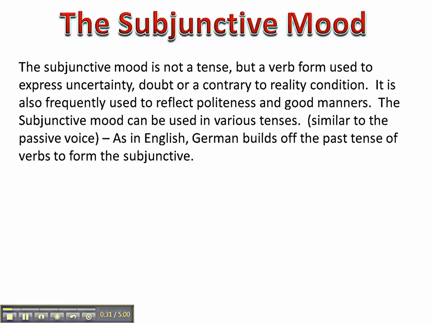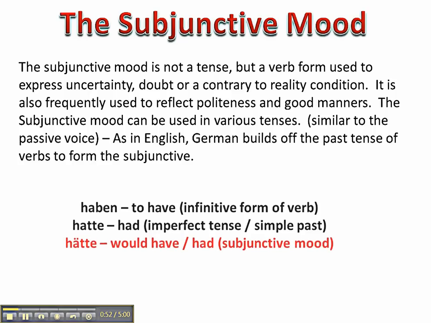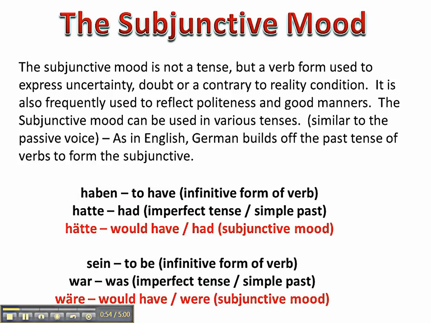For example, when you say ich hätte gern, which means I would like, you could also say ich möchte, I would like. The subjunctive mood can be used in various tenses. In this way, it's similar to the passive voice. And if you want to learn more of the passive, you should check out those videos. As in English, German builds off the past tense of verbs to form the subjunctive. So, just as an example, the two verbs we're going to be dealing with mostly today are haben und sein, and their subjunctive forms hätte und wäre.